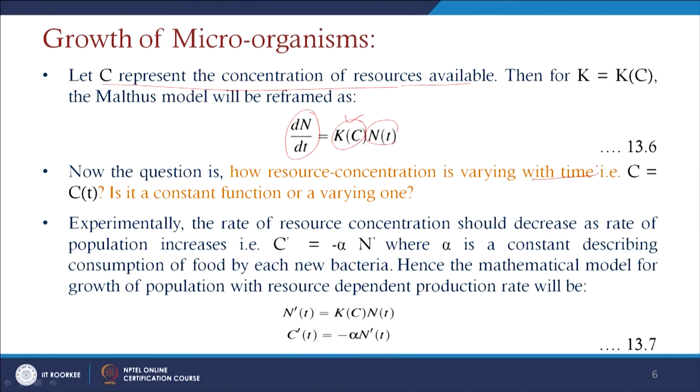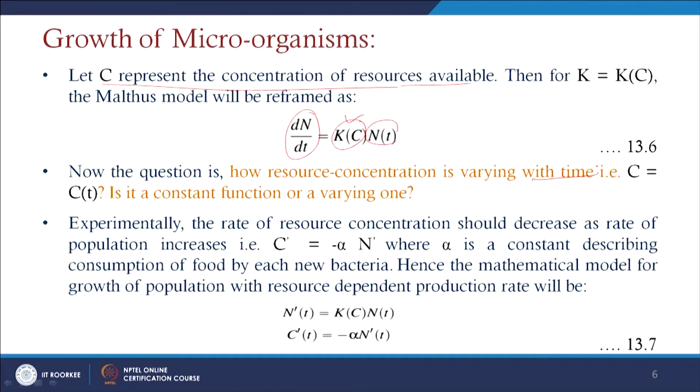So, maybe sometimes we can find that this resource level gets less after 5 days or 10 days or a certain period of time, so C has also changed. So, whether it is a constant function or a varying one, that we have to determine. Experimentally, it is tested that the rate of resource concentration should decrease as the rate of population increases. Definitely this population will use these resources, hence the resource will get reduced there.